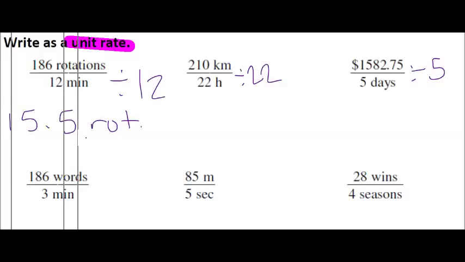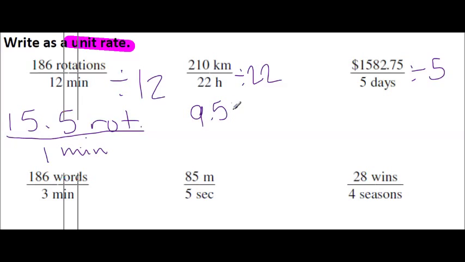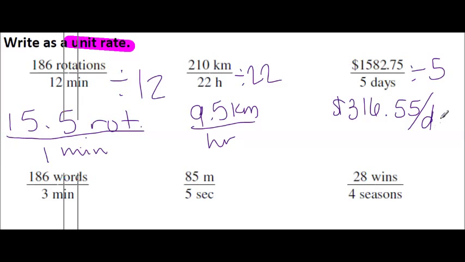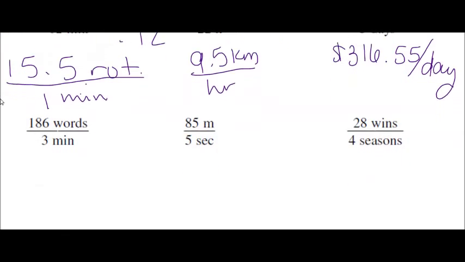Don't know where these lines came from, but I think they'll go away. My final answer is 15.5 rotations per or over 1 minute. Next, I have 9.5 kilometers over 1 hour. $316.55 per day, so per 1 day. And each one of those I gave you sort of a different way to write that answer that would be acceptable.